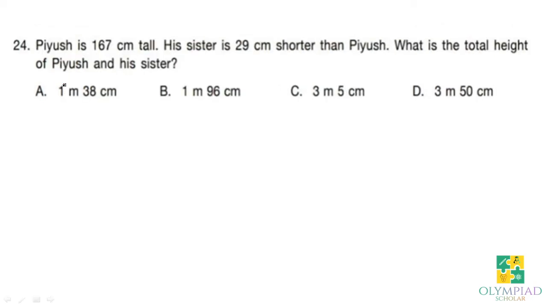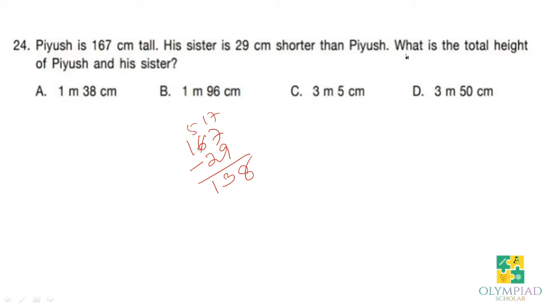So question number 24, Piyush is 167 centimeters tall. His sister is 29 centimeters shorter than Piyush. So that means 167 is the height of Piyush, but his sister is 29 centimeters shorter. So what will be the height of his sister? You have to subtract this. So 7, you cannot take out 9, so it will be 5 and it will be 17. So 17 minus 9 is 8. Okay, so 5 minus 2 is 3 and 1, 138.